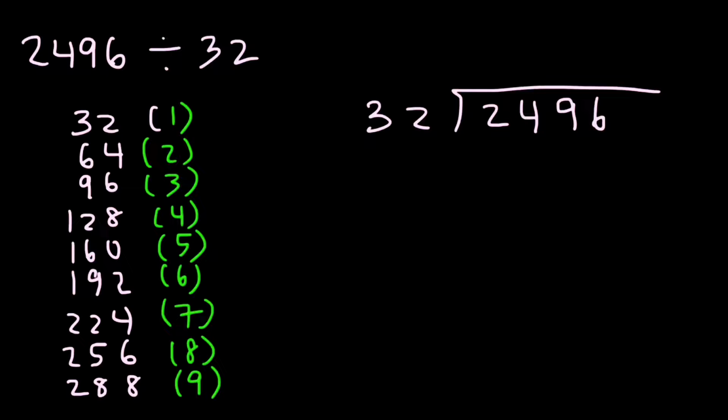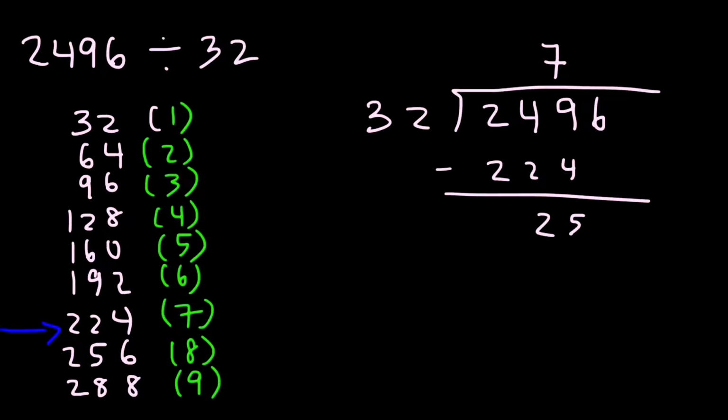Now using this, how many times does 32 go into 249? Well, 256 is greater than 249, so we can't use that. But 224 is the highest number that's less than 249. So we could say that 32 goes into 249 7 times. 32 times 7 is 224. And then 249 minus 224, that is going to be, well, 9 minus 4 is 5, 4 minus 2 is 2, and 2 minus 2 is 0, so it's 25.